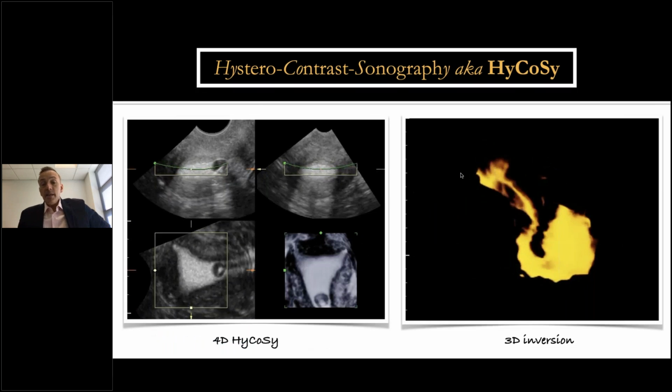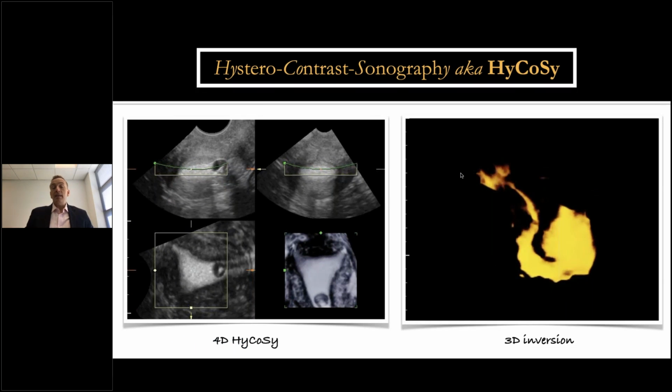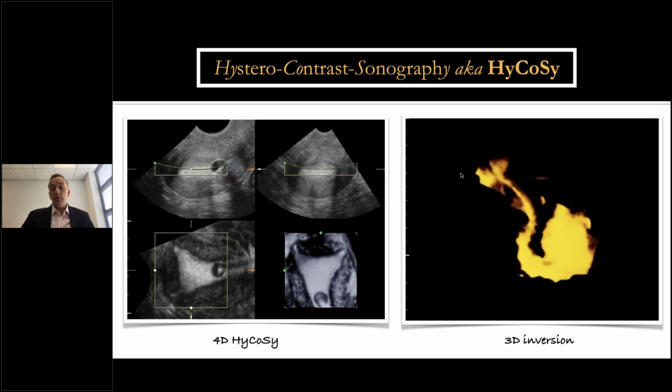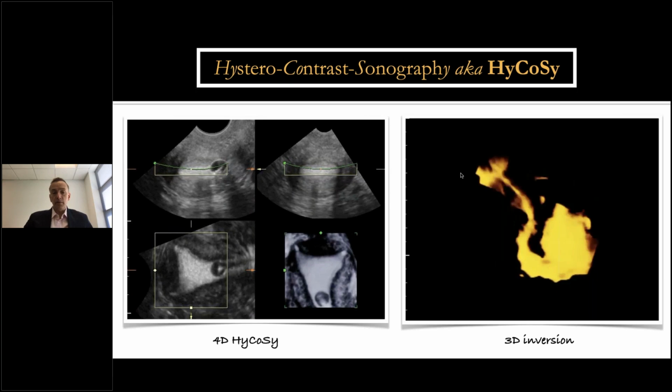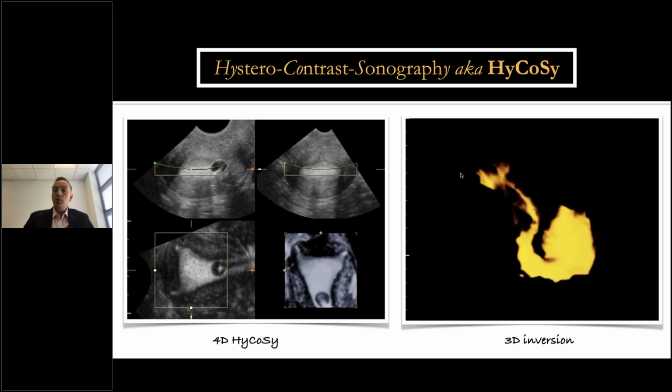In terms of tubal patency, we can do a standard HiCoSy. So HiCoSys are very good, very straightforward. We've got an example here of a 4D HiCoSy in inversion mode to show the flow of the fluid. In my experience, we use 2D for most cases, but again, it's all about how you use 2D.